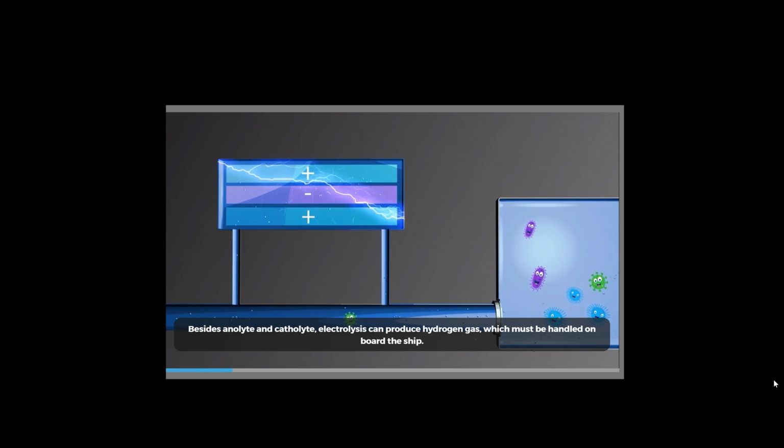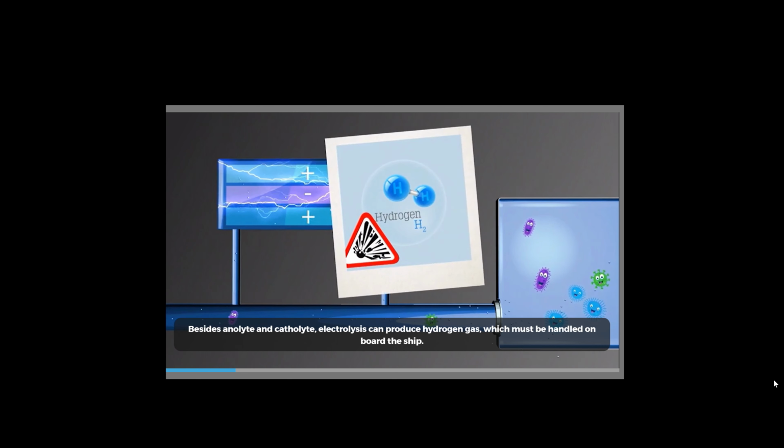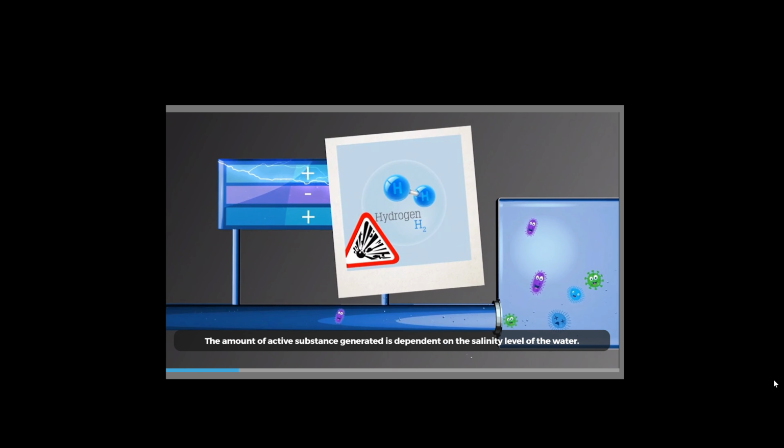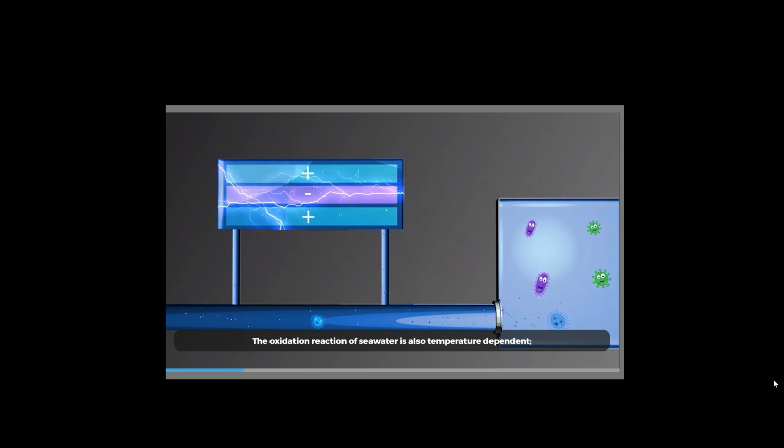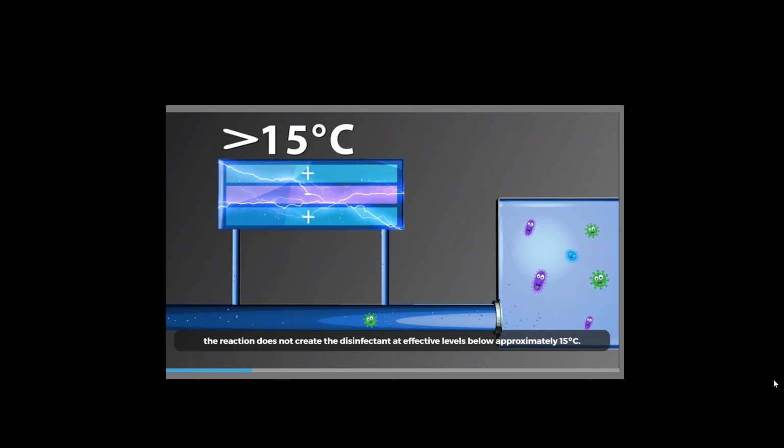Besides anolyte and catholyte, electrolysis can produce hydrogen gas, which must be handled on board the ship. The amount of active substance generated is dependent on the salinity level of the water. The oxidation reaction of seawater is also temperature dependent. The reaction does not create the disinfectant at effective levels below approximately 15 degrees Celsius. The water must be heated, hence the higher energy consumption.